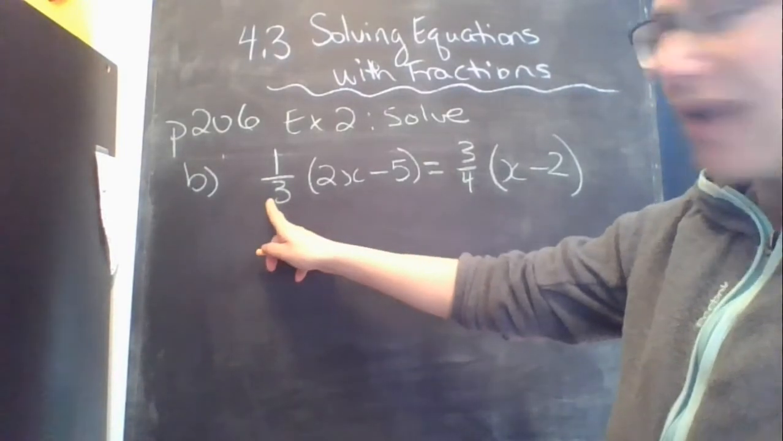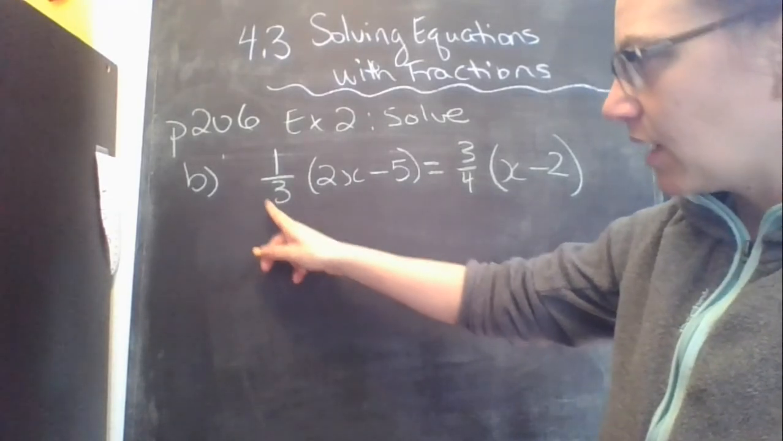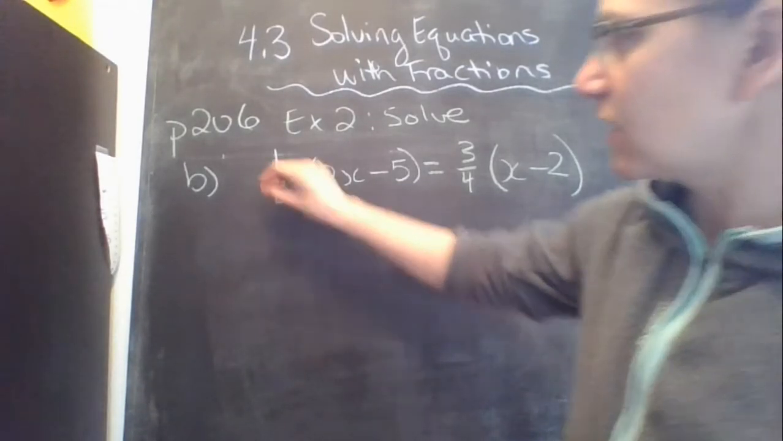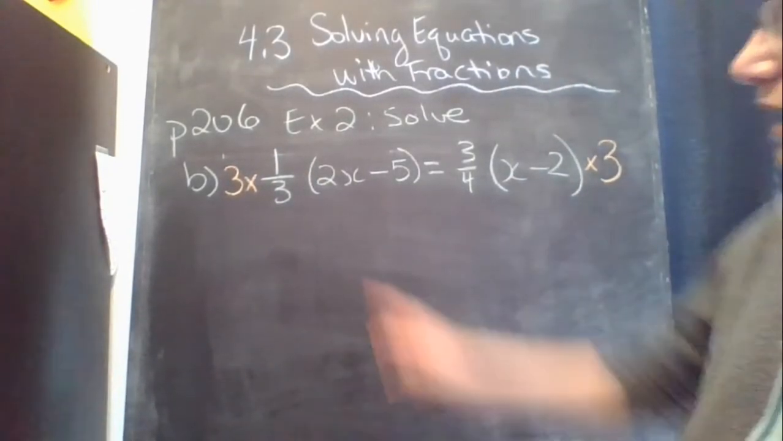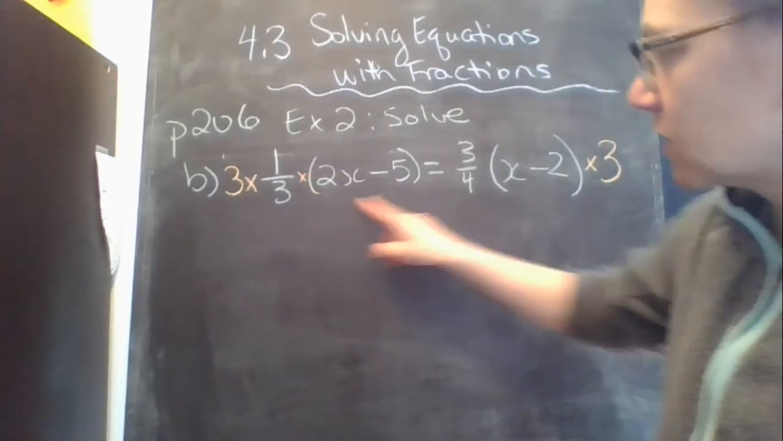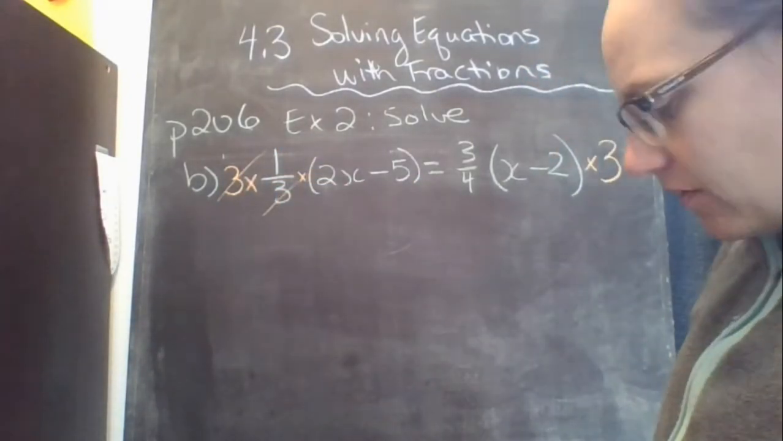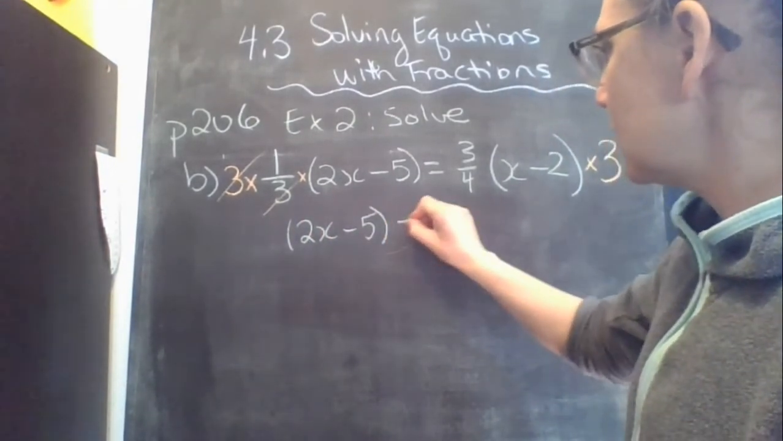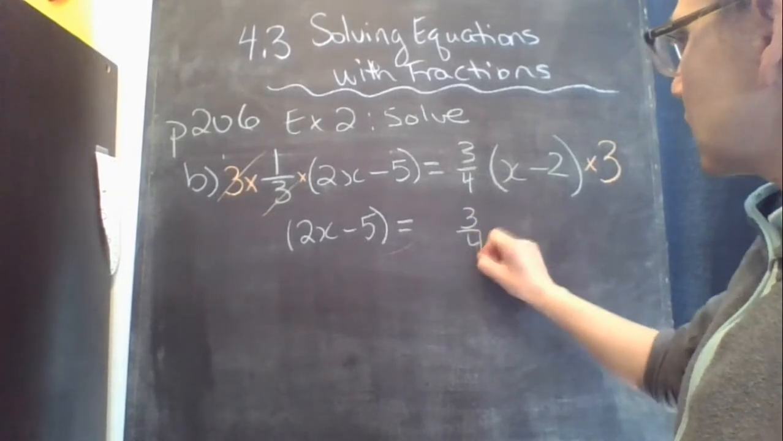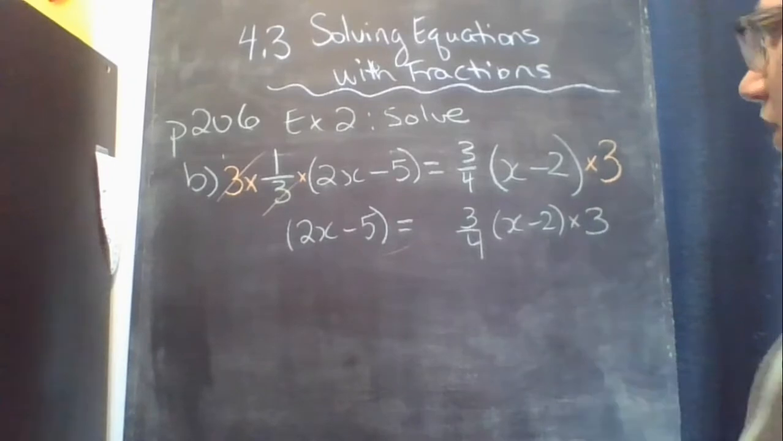So the first one I'm going to do, I like working left to right, you don't have to, is I'm going to get rid of this 3 in the denominator. So I know that it's currently dividing, so let's times both sides by 3. And I can do this because it's the 1/3 times this whole bracket. So I'm allowed to do this. Okay, they cancel off, and I'm left with 2x minus 5 equals 3/4 times x minus 2 times 3.